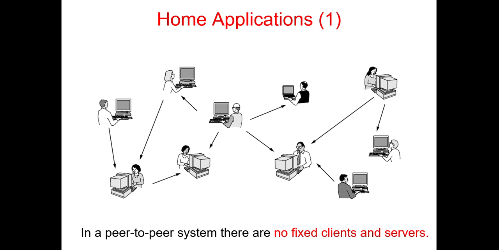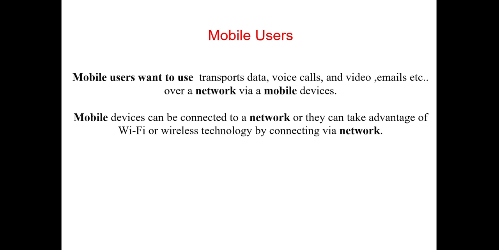Now home applications, for example mobiles, laptops, and our personal PCs. How do they communicate? With one-to-one interactions. Here there is no fixed number of clients and servers. There may be many clients and many servers involved. And coming to the next real-time application example, mobile users. Mobile users want to transport data, voice calls, video calls, and emails, etc. over network communication with the help of mobile devices.